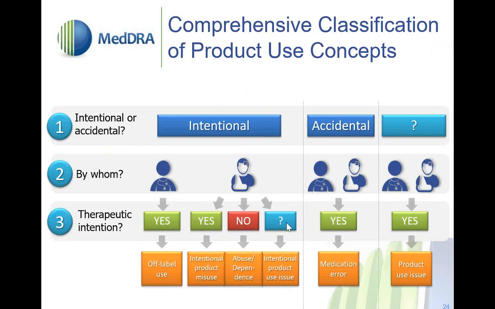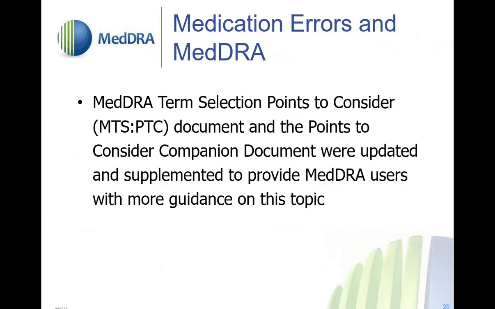So you see the similarities when you don't know the intent. In this case, for intentionality, it's an intentional product use issue. Here, you don't know whether it's intentional or accidental, but the therapeutic intent is there, then it's a product use issue type of term. Okay, so for our purposes today, our scenario said the nurse did it accidentally. So let's go to our example.